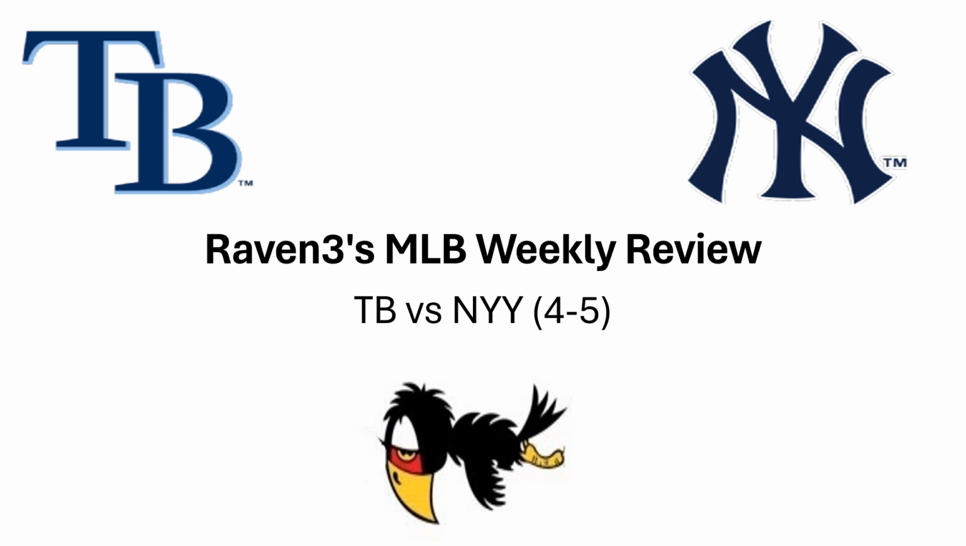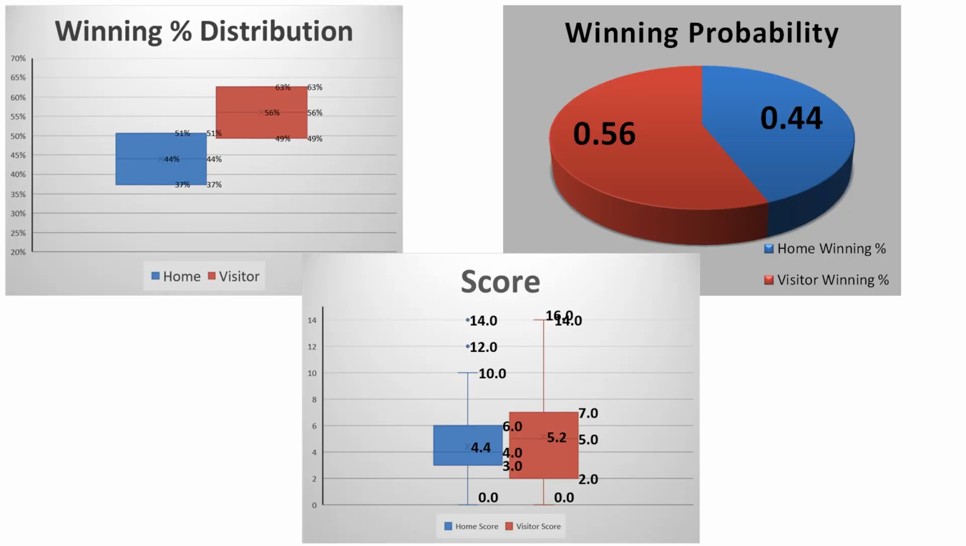All right, let's go ahead and talk about today's Tampa Bay New York Yankee game. Today is Friday, May 10th. So the model has New York winning with about a 56% chance of winning, and that's about what the ESPN model has as well.